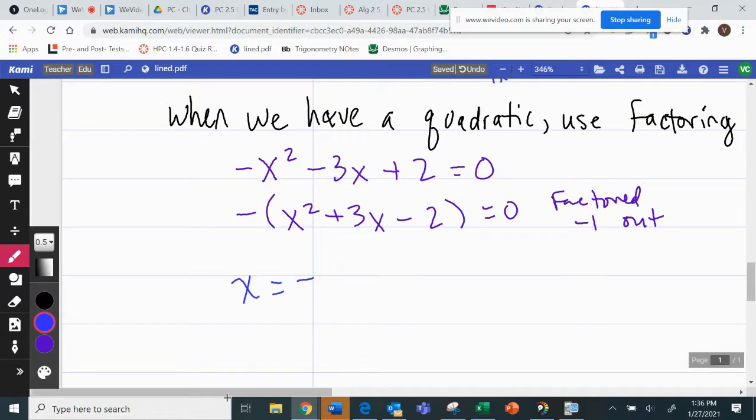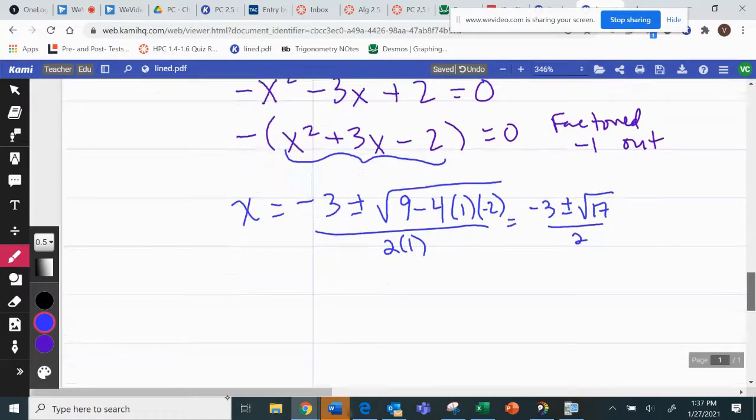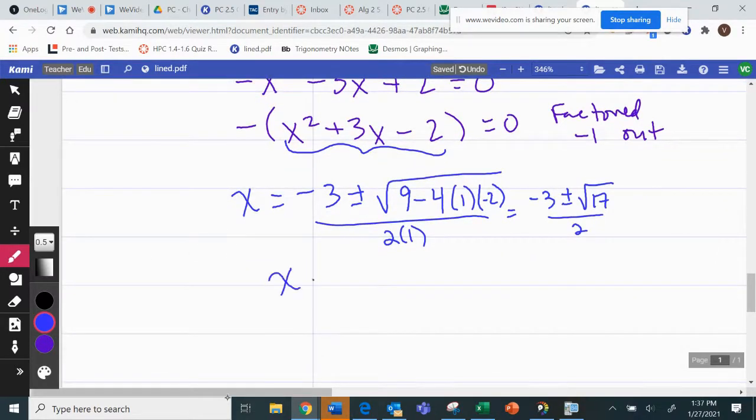So if you're going to do it with the bottom one, you're just going to use this part. So x equals opposite b plus or minus square root b squared minus 4a negative 2c all over 2a. So I didn't use the negative. I factored that out. I'm not using the negative. Negative 3 plus or minus square root 17 over 2. Well, that's lovely. I'm just going to rewrite it right here.